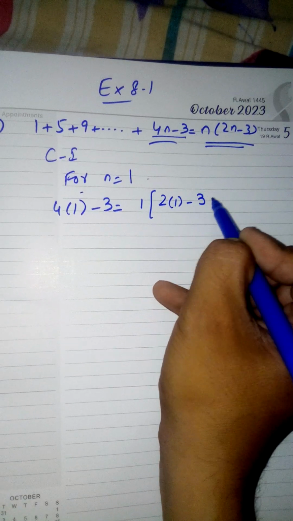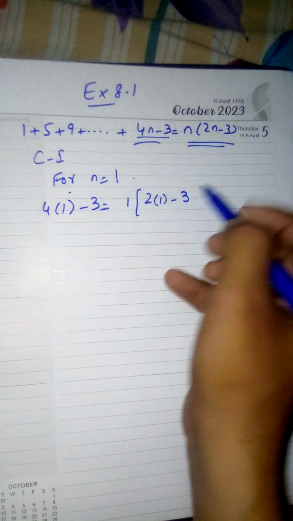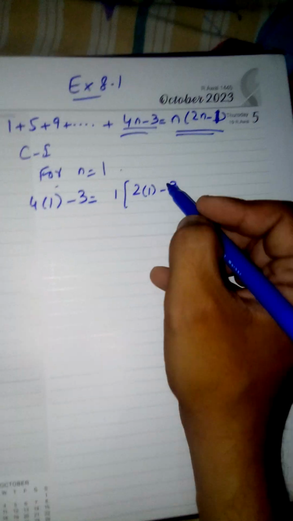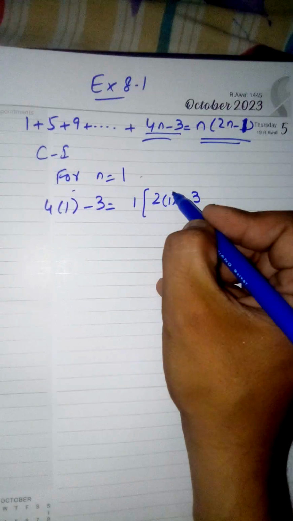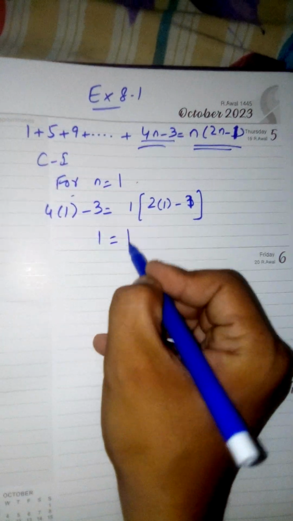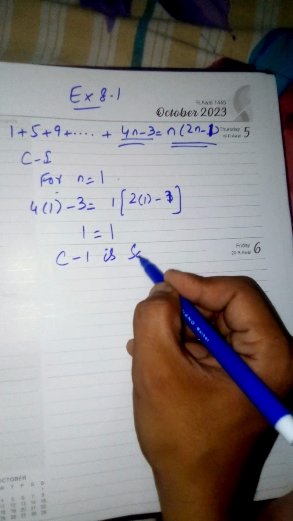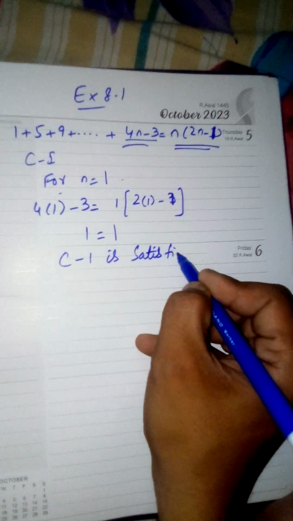Sorry, this is 2n minus 1. What happened? 4 minus 3, 1 is equal to 1. It means condition 1 is satisfied. How is condition 1 satisfied? When we put n equal to 1, left hand side is equal to right hand side.